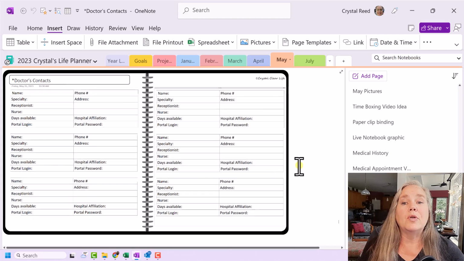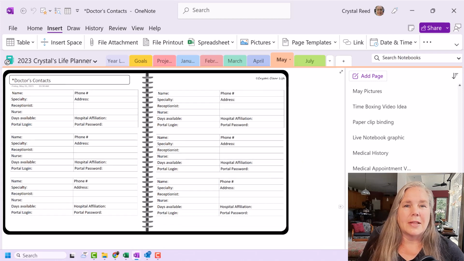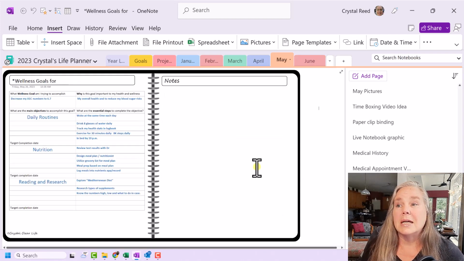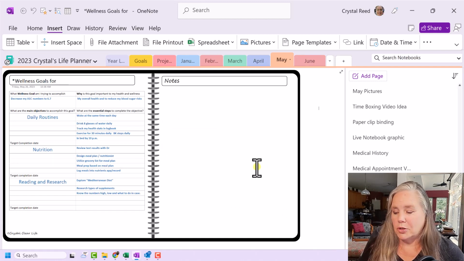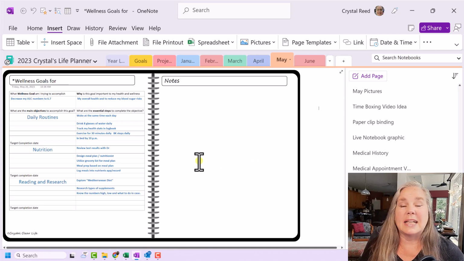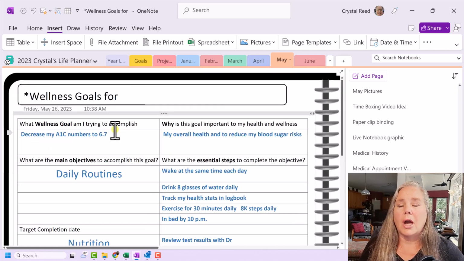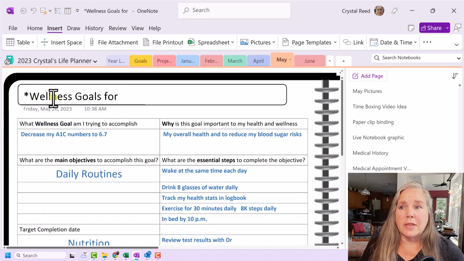Okay, all right, moving on to the wellness goals. This one's a little bit more in depth. The contact page is pretty easy, but the wellness goals is a little bit more in depth. So let me show you that one. Okay, here's the overall page. And again, I'm going to zoom in so that you can see exactly the way that I laid this page out. Okay, on this page, this is a wellness goal and then I left a blank space so that I can fill it in, okay?